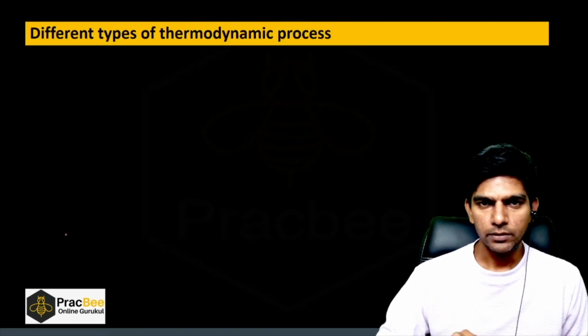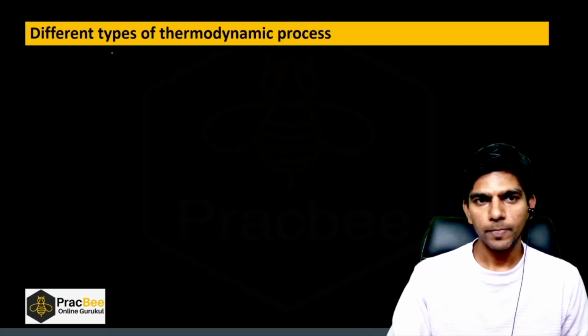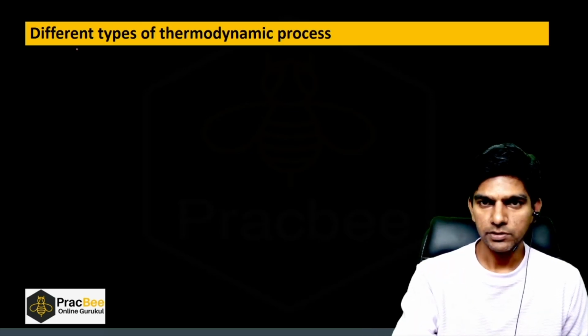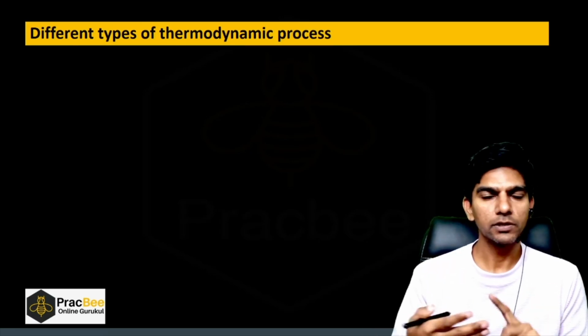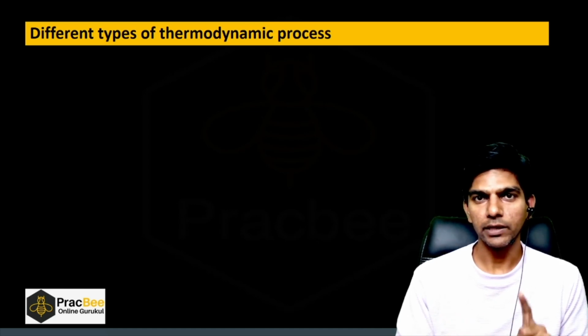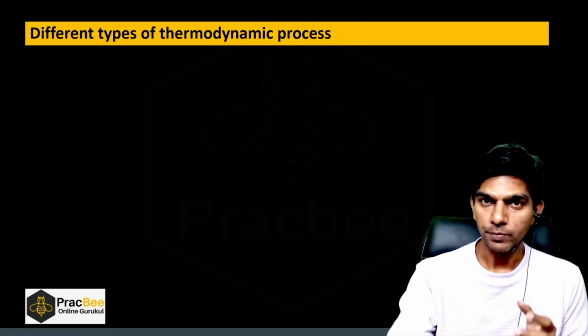Now let us see another concept, that is the different types of thermodynamic processes. So we'll cover all the processes. First we'll cover isothermal, then isobaric, isochoric, then adiabatic, polytropic, cyclic process. So one by one, right?